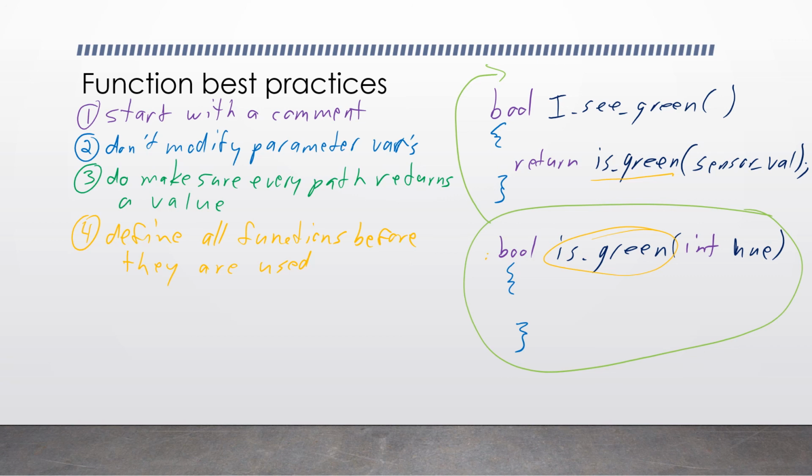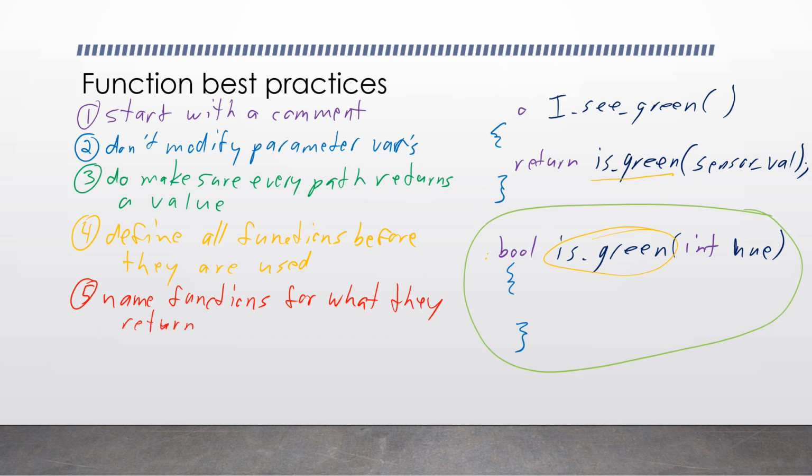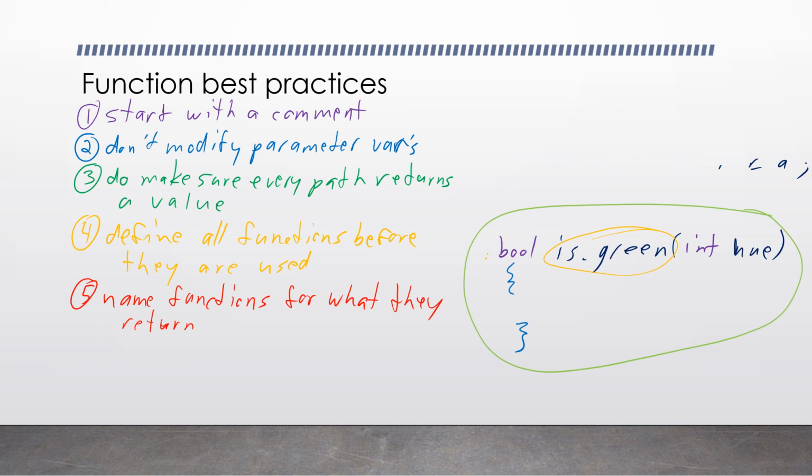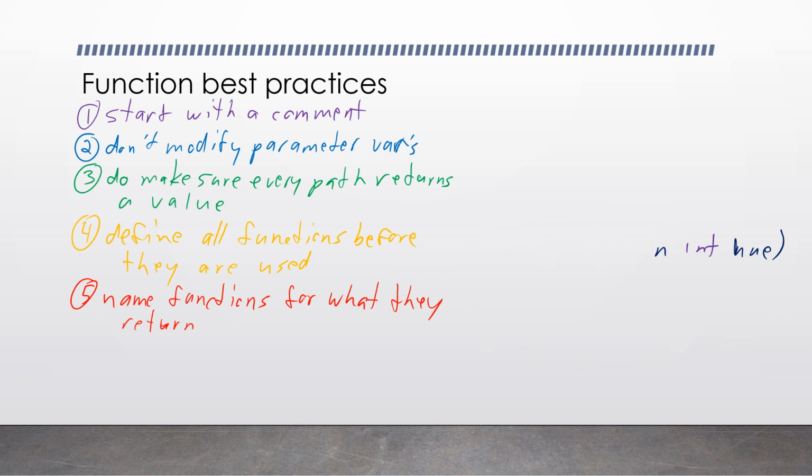Okay. Good practice is to name functions for what they return if they have a return value. Okay, so notice that my I see green and my is green are valid names for Boolean type variables. They're true, false values. My volume function was simply named volume. It wasn't named calc volume or get volume. It was just named volume, and that's what it returns.